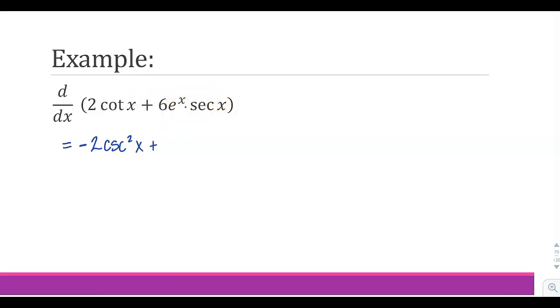requires a product rule. So I have 6e to the x as the first function, and secant x as the second function. So I have the first function, 6e to the x, times the derivative of the second function. The derivative of secant is secant x tangent x. So that's first function, derivative of the second, plus the second function, secant x, times the derivative of the first. Well, the derivative of 6e to the x is just 6e to the x.